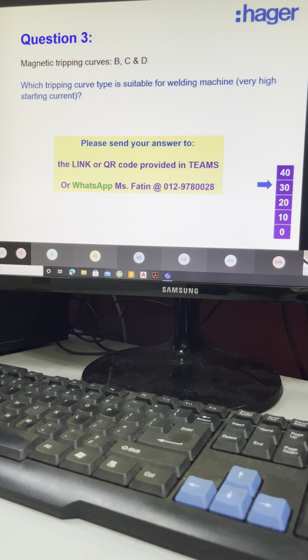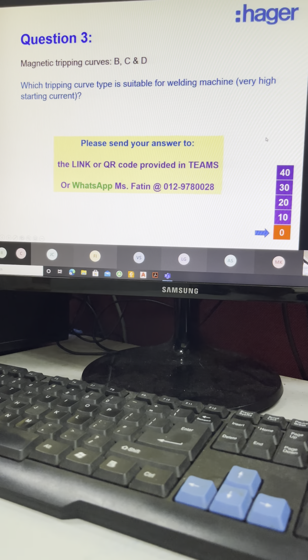Which tripping curve type is suitable for a welding machine? Okay, a welding machine is well known for very high starting current. Every time you use the welding machine, every time it sparks, it will have a very huge inrush current. So the question is, which one is the best? I'm not saying which one can be used, that depends on your aims, but which one is the best?